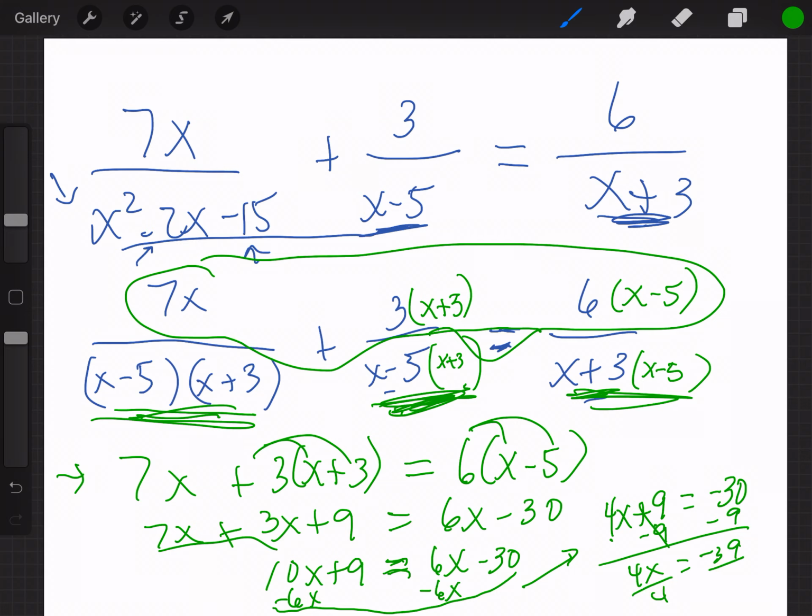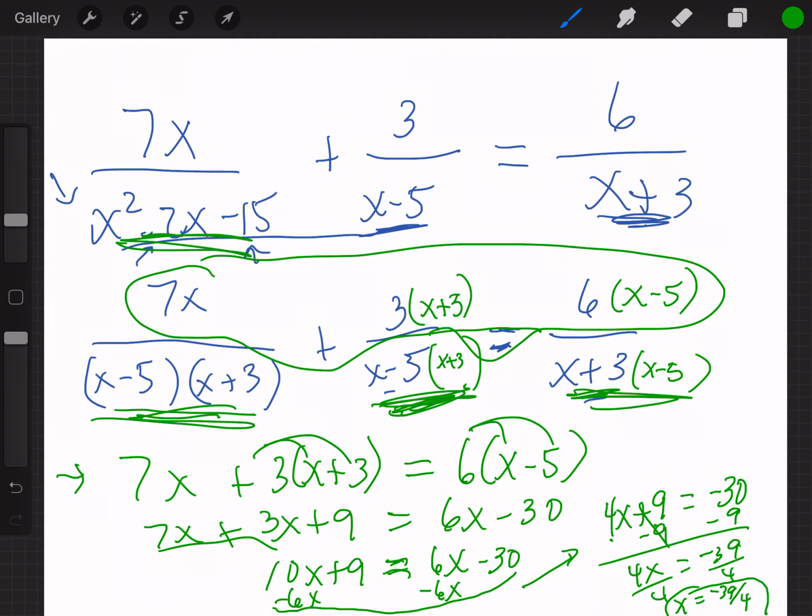Divide by 4. Divide by 4. X equals. 4 will not go in there perfectly. I am fine with the fraction, or I am fine with the decimal, which would be negative 9.75, I believe. So I'm good with either one of those. So recapping, I had to factor.